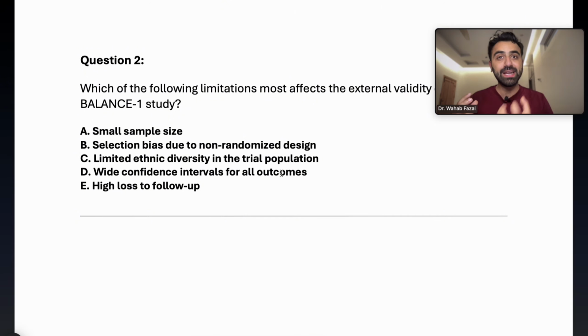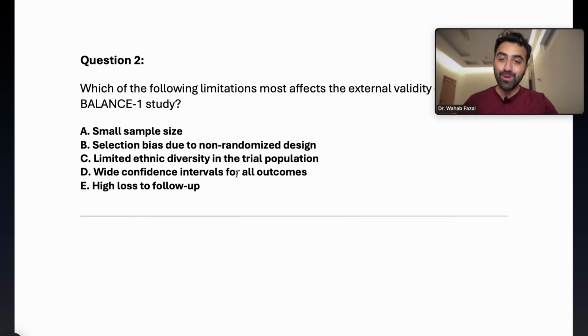External validity basically depends on whether the population that you chose was similar to the actual population or not. For example, if you're conducting a study on African American patients, whether you actually took African American patients that are similar to the population, or you took white people, or Asian people, or other ethnic populations. So a wide confidence interval does not affect the external validity.